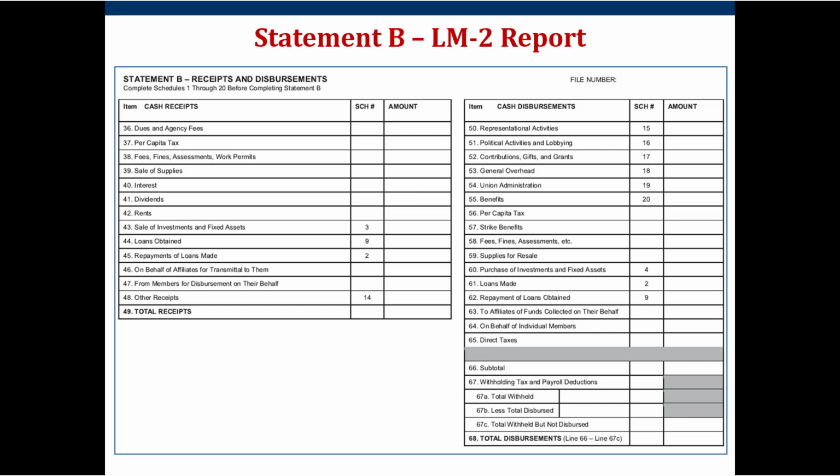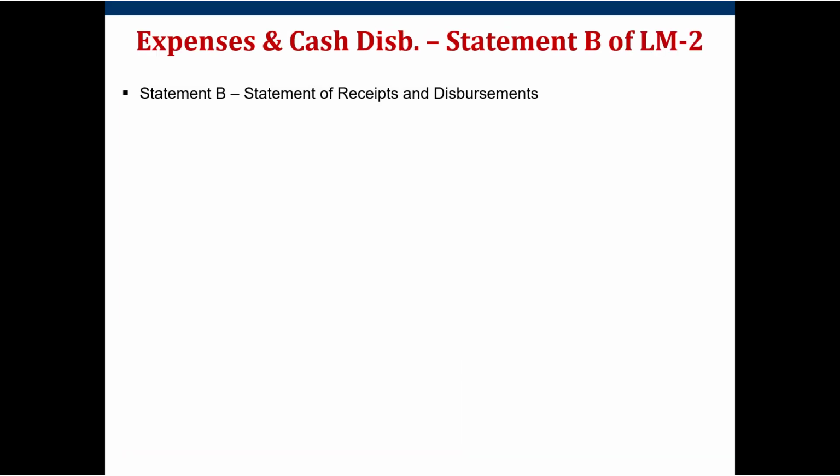The column header on the right side is cash disbursements. This is a listing of all of the expenses and cash disbursements. The line numbers for each of these reporting lines were also used as the LM2 component for our account numbers. All receipts and disbursements from the local union's trial balance will flow through Statement B.